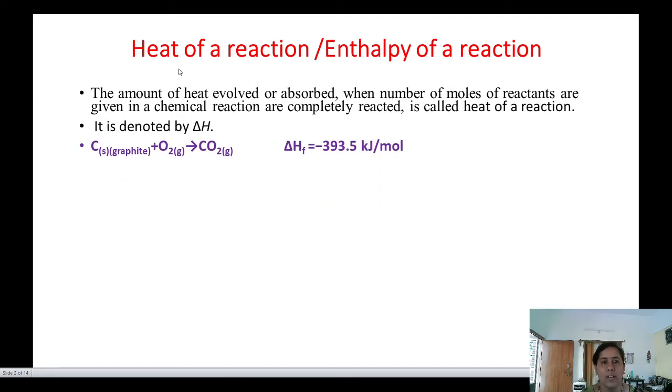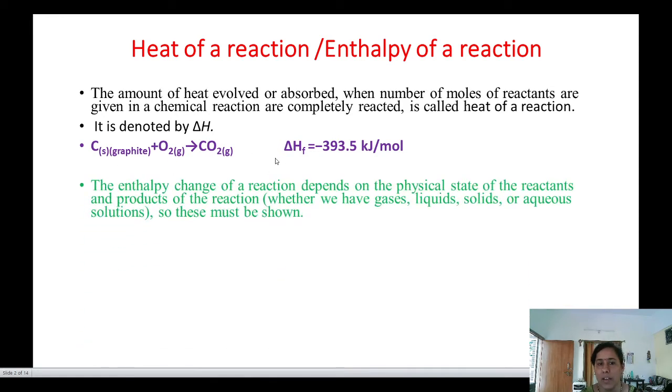For example, for the heat of a reaction, carbon, that is the allotrope graphite, which exists in a solid state, plus oxygen, which exists as a gas, gives formation of carbon dioxide. For this reaction, the heat is evolved. Therefore, the heat of reaction delta H_f is a negative quantity, equal to minus 393.5 kilojoule per mole.